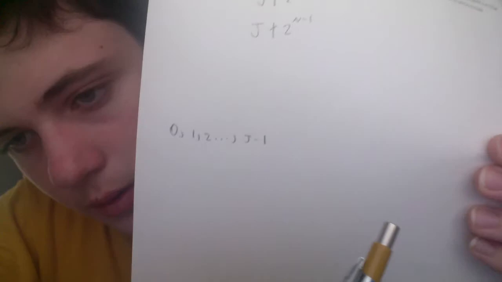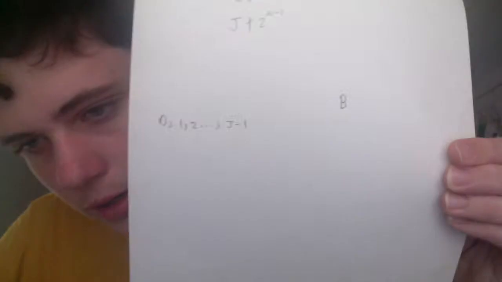So this is my group. I have some element in here which is not zero, which is going to be 2 to the n minus 1. Because if it was zero, since this is the remainders when I divide by j, it would mean that 2 to the n minus 1 is divisible by j, which we said was not true. So there's one of these non-zero elements.